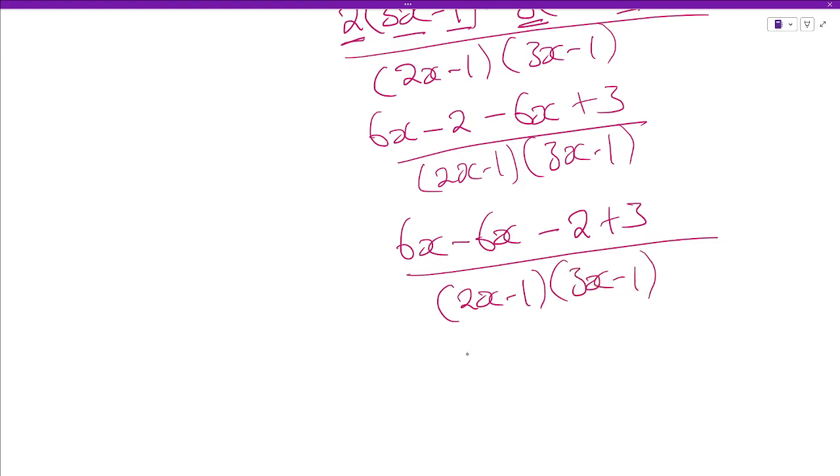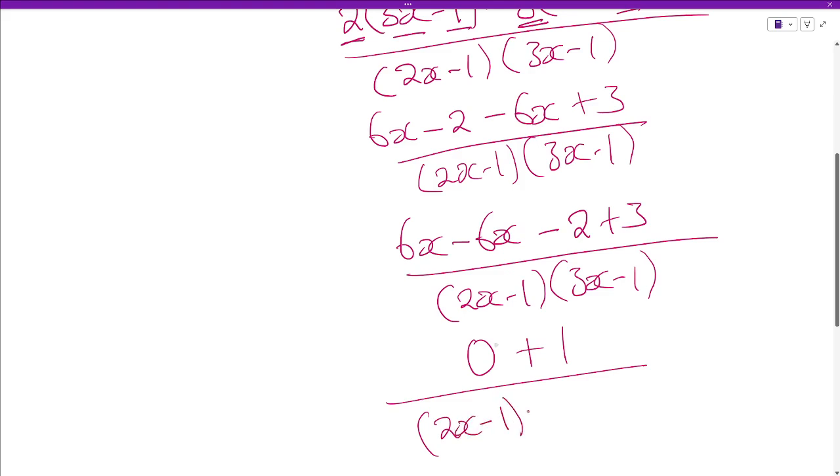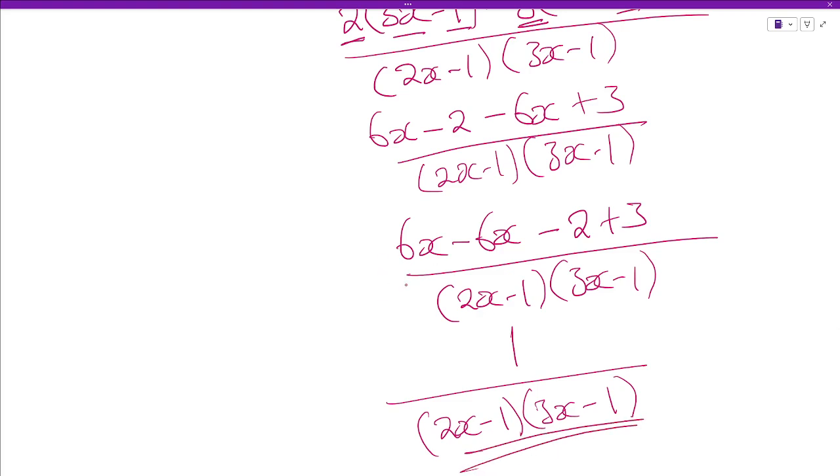So 6x minus 6x gives us a 0 there. Okay, let's just include it. Then negative 2 plus 3 there gives us a positive 1. Then we're going to say 2x minus 1, 3x minus 1. So 0 plus 1 simply gives you 1, and you are done. So this is basically how we are supposed to answer these questions.